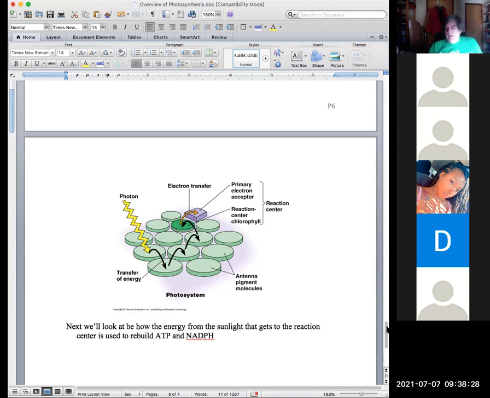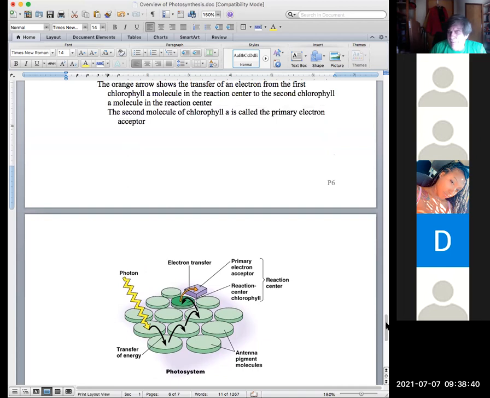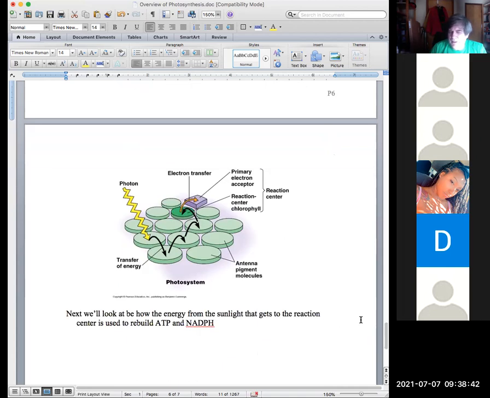Now, when the electron gets to the primary electron acceptor, the next thing that happens is it's going to basically jump out of this molecule. So what we want to look at now is how it can jump out of this molecule and make ATP and NADPH.